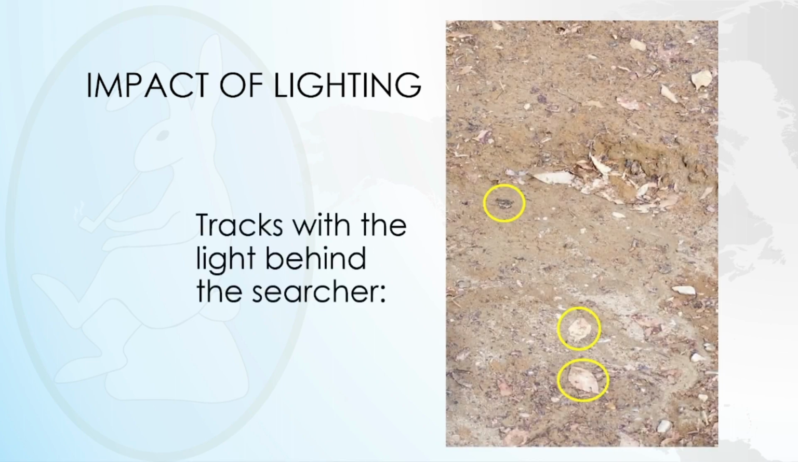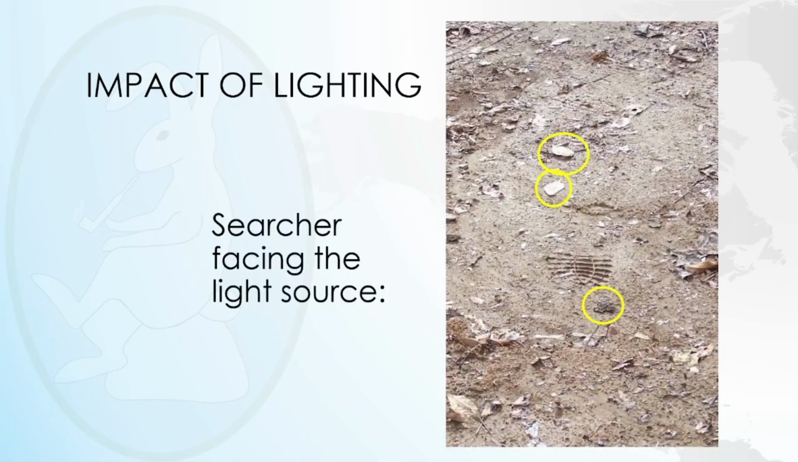Here we have some more examples of the effects of lighting. In this photograph, there's a track, but the light is actually coming from behind the searcher. Take note of the two leaves and the small piece of bark up here at the top. If we were to flip this around, where the searcher is now facing the light source, we have a totally different view of that track.